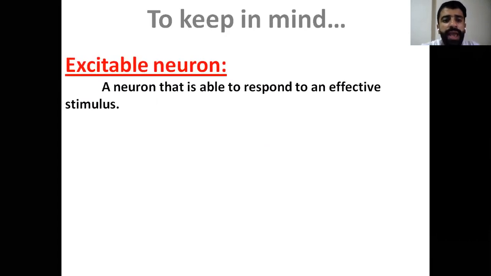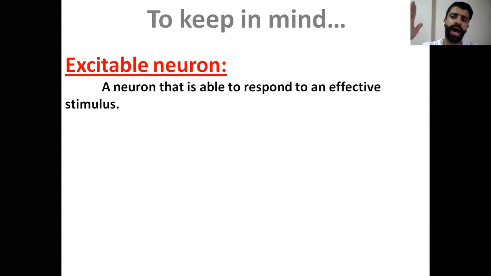First, excitable tissue. What is an excitable tissue? Excitable tissue is a tissue that is able to respond to an effective stimulus. Effective stimulus, next week we are going to talk about this in detail, is the stimulus that causes the appearance of an action potential. It leads to the action potential.